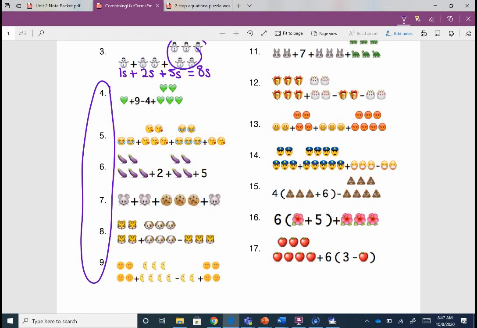So if they're the same thing, you can put them together. So all the hearts, I can put together. So how many hearts would I have? I have 6. So you'd have a 6H for heart. And then I can put the 9 minus 4 together. That's all I can do.